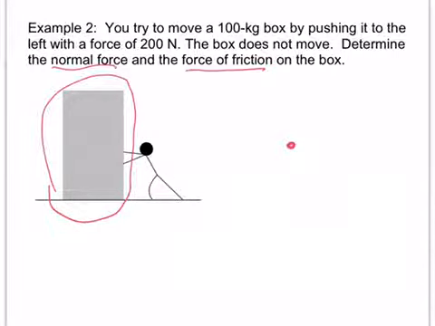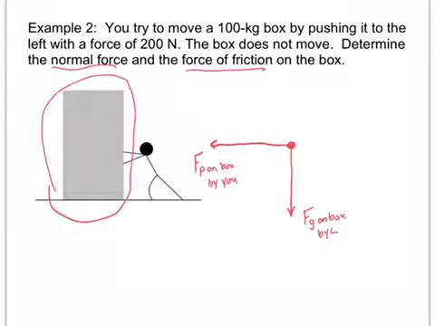So here's our system. Let's start off with what we know. We know that we're pushing it to the left with a force of 200 newtons. So we've got F sub P on box by U. And if you're an honors student, I may call that normal force, but it doesn't really matter in this case. It's just the force applied by the person. And we also know that since the box has a mass, we have the force of gravity on the box by the earth.